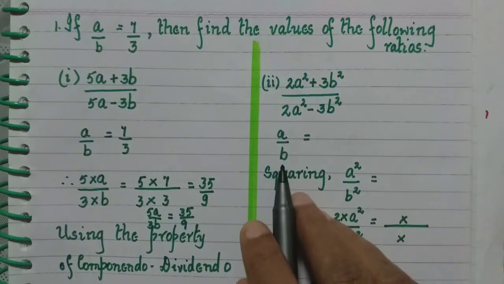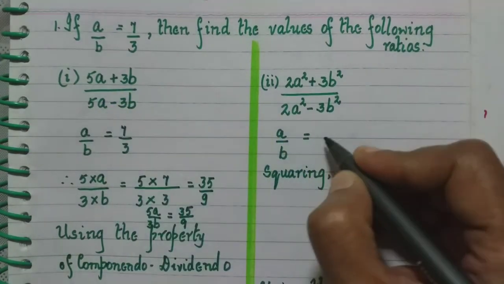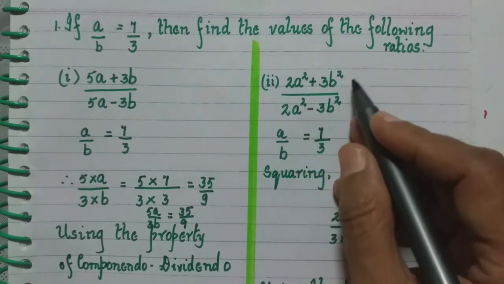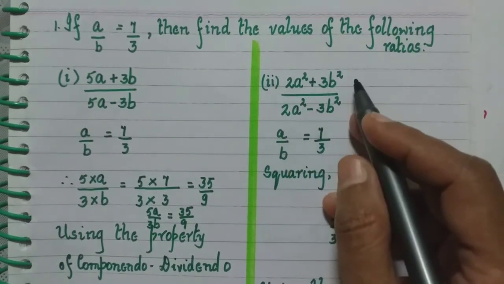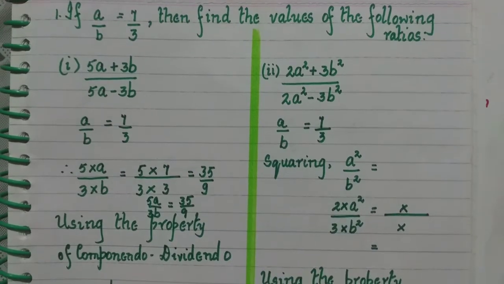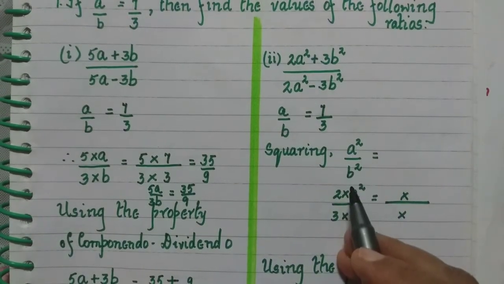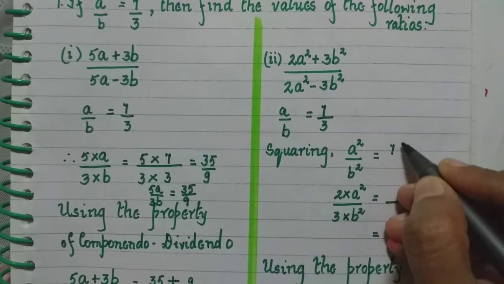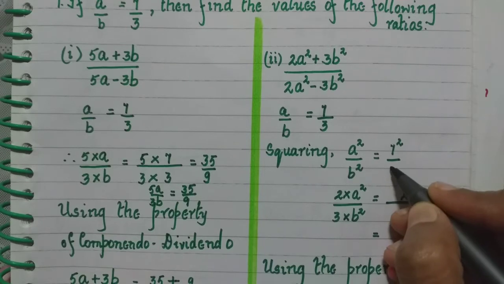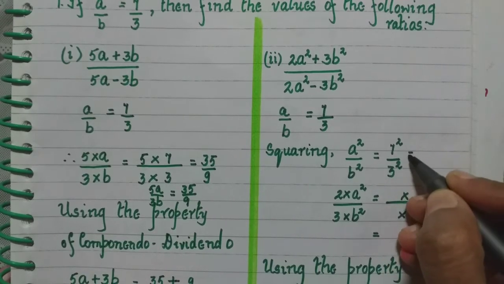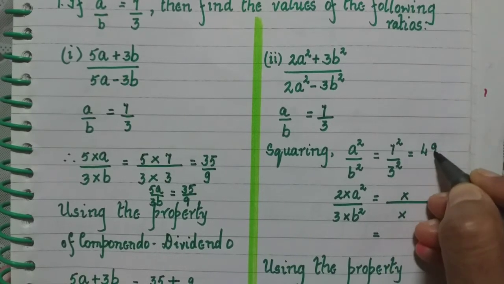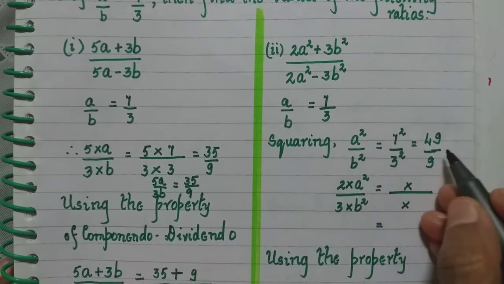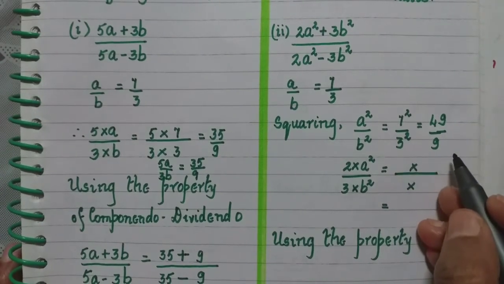Now a by b we know is 7 by 3, so we write it as 7 by 3. I said we have to change the power to what is given, that is, we have to square. So the next step will be squaring. So a square by b square will be, when we square both of these, 7 square by 3 square, that is 49 upon 9. So you have 7 square upon 3 square is 49 upon 9.